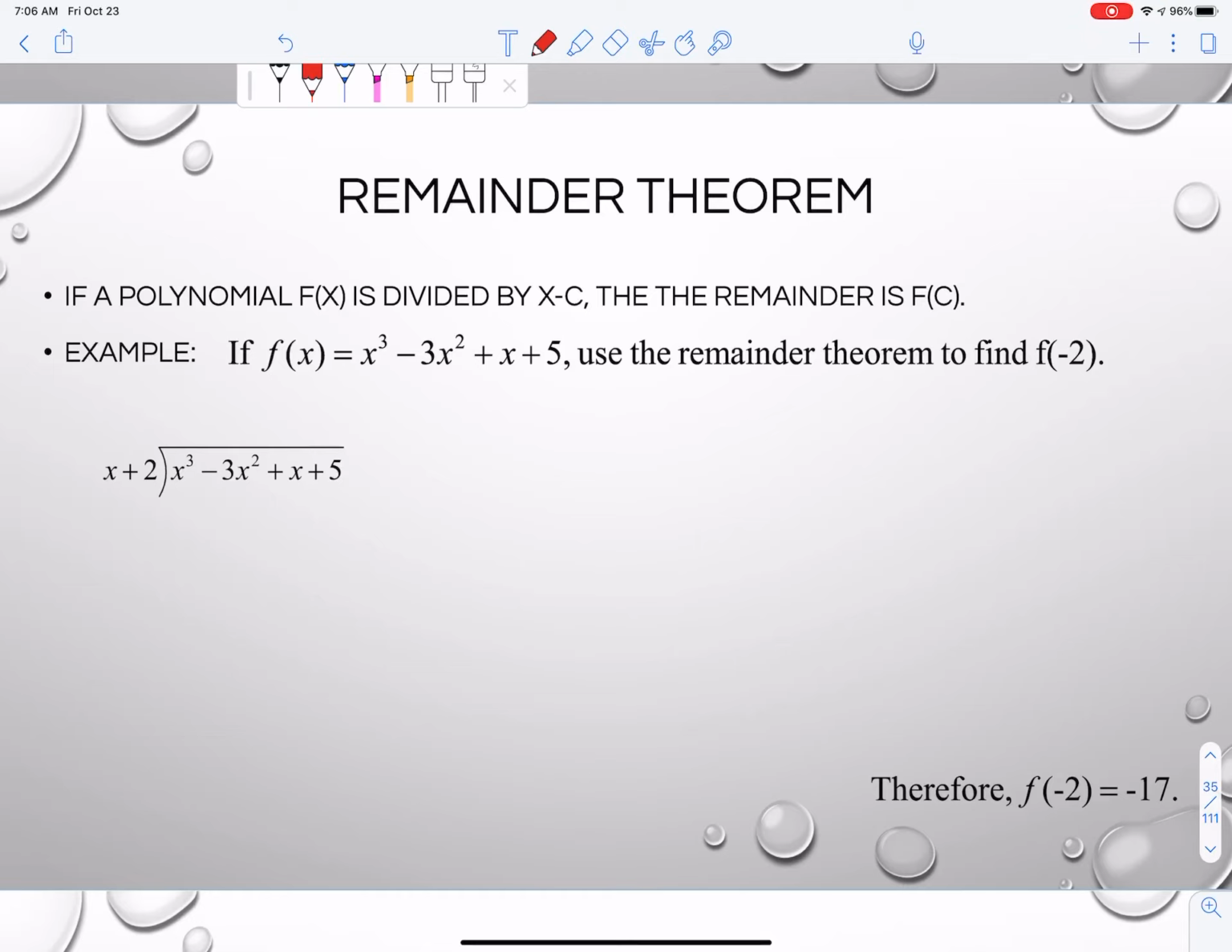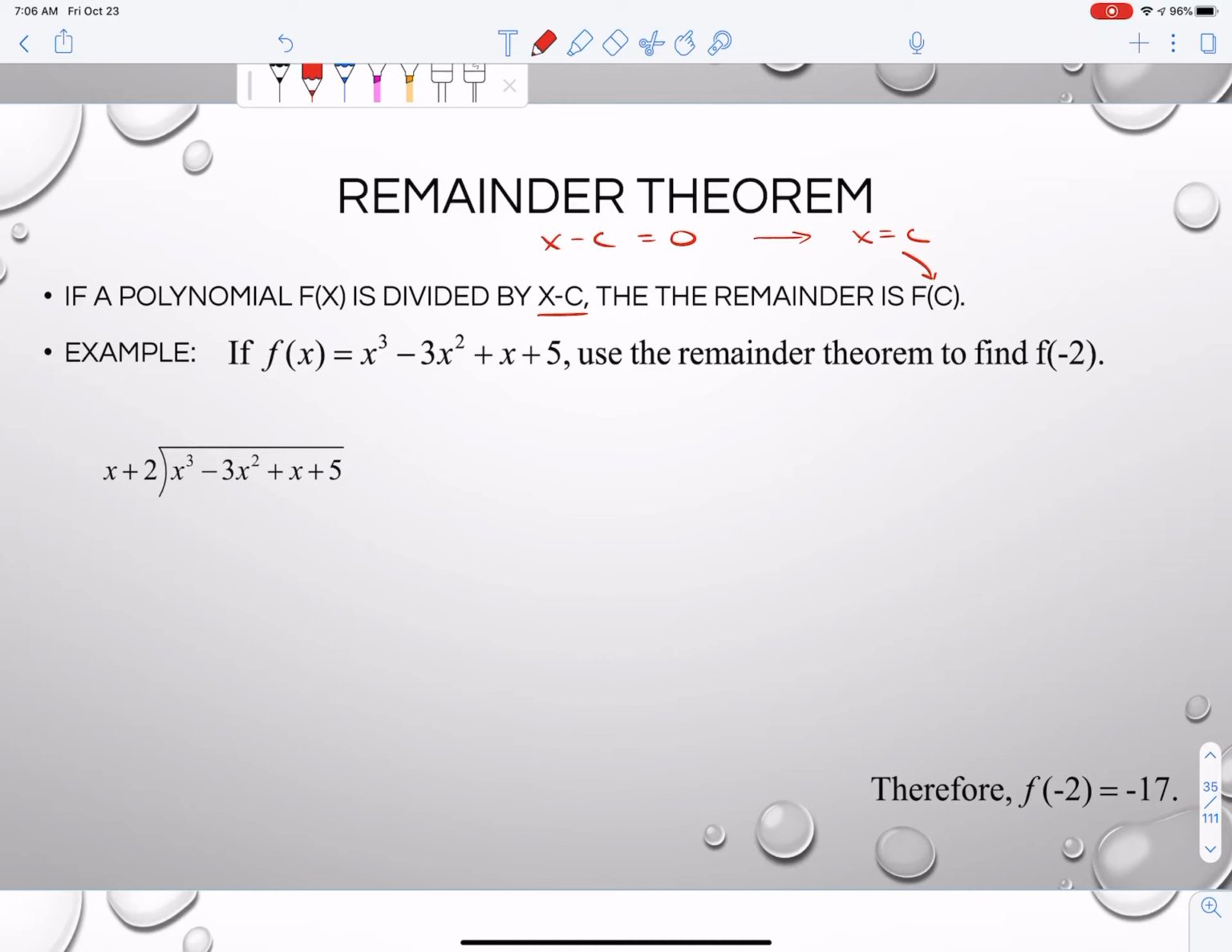So if a polynomial f of x, this is the remainder theorem, if a polynomial f of x is divided by x minus c, then the remainder is f of c. So think about this. If I took this divisor x minus c, a linear divisor, and I solve it, this is going to give me x equals c. And thus, when I do long division by x minus c, the remainder is going to be f evaluated at c.